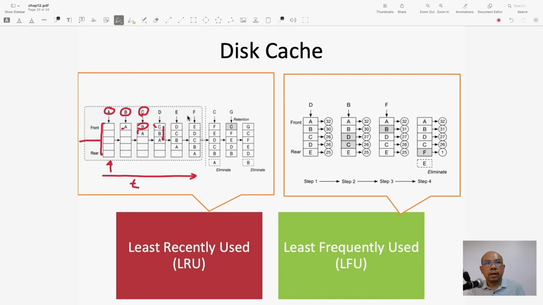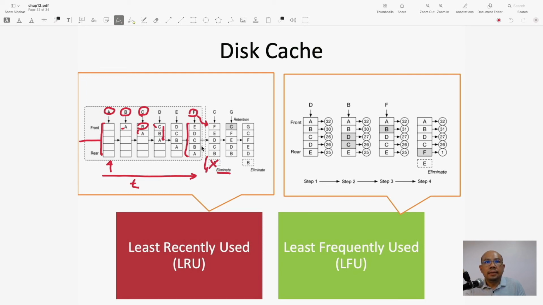until F. When F comes, the memory is full. The eliminate means moving out. The moving out is decided by least recently used. That means A was used first. It has been a long time in the memory. So here F is added and A is moved out from the memory. That means A is deleted.